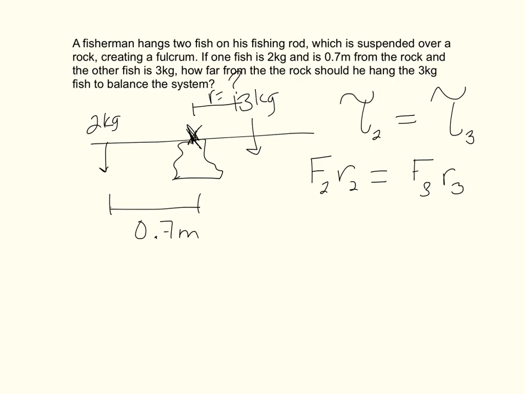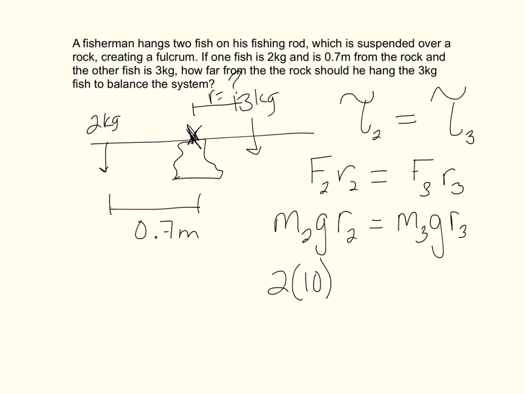Now the force, we have to figure out what force is actually being applied here. Well, it's really the fish's mass times gravity, right? So it's weight. So I'm going to put m2 times g times r2 equals m3 times g times r3. All right, so the 2 kilogram fish times the acceleration due to gravity, I'm just using 10 here for ease, times 0.7 equals the 3 kilogram fish times 10 times, we don't know yet. You can kind of see the gravities actually factor out. That makes life a little bit easier.